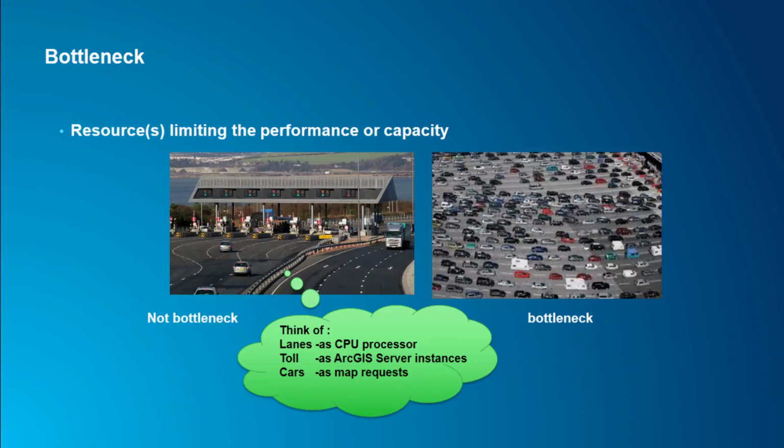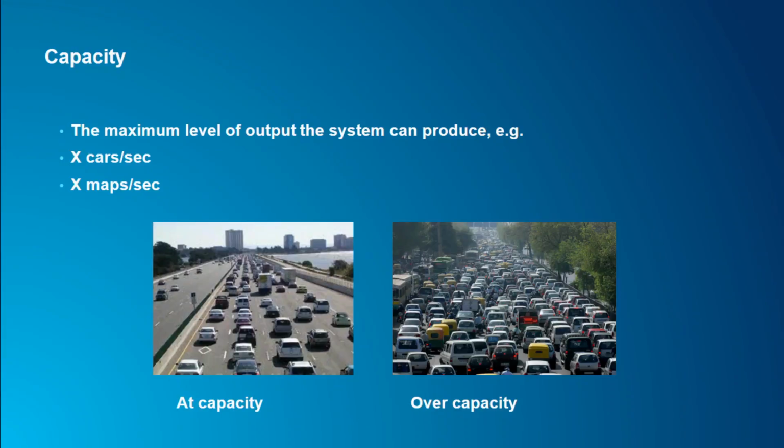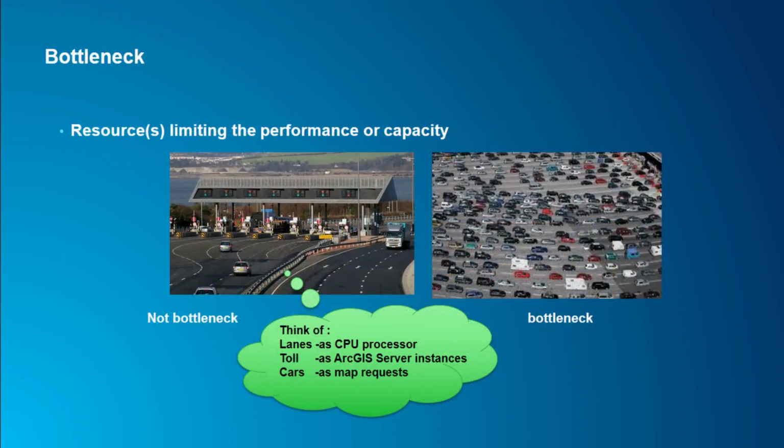Bottlenecks are a little bit more interesting, so all of you should be able to detect capacity at the end of this session. This is easy. This is easy to identify and fix. The bottlenecks are a little bit more challenging because you have all these lanes, you have all these CPUs, but you only have the toll booth, which could be your instances on ArcGIS Server.